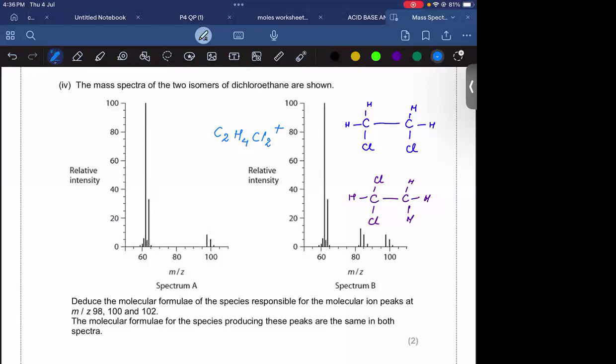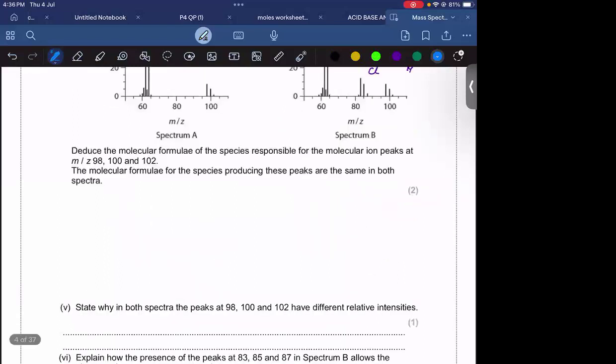mass spectrometer. I am considering that both chlorine atoms are of Cl-35 having a positive sign.